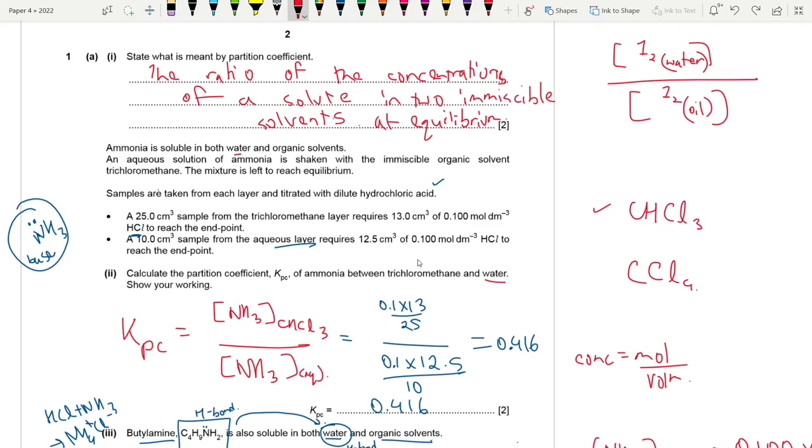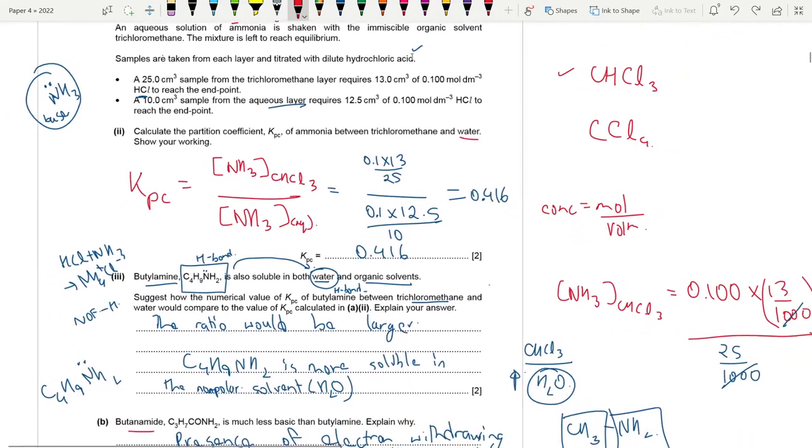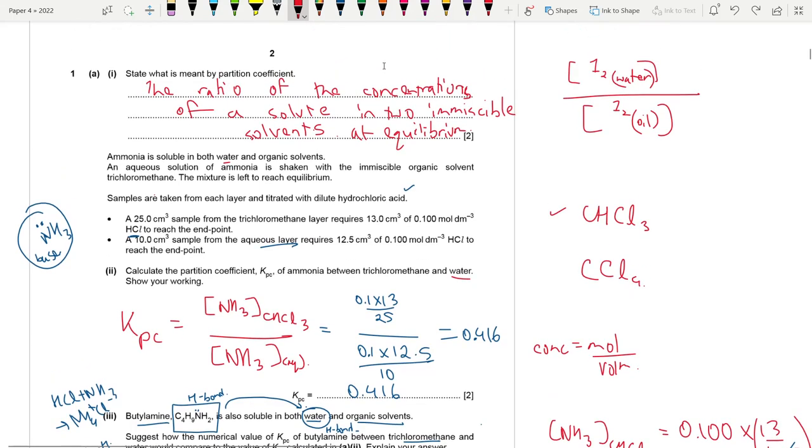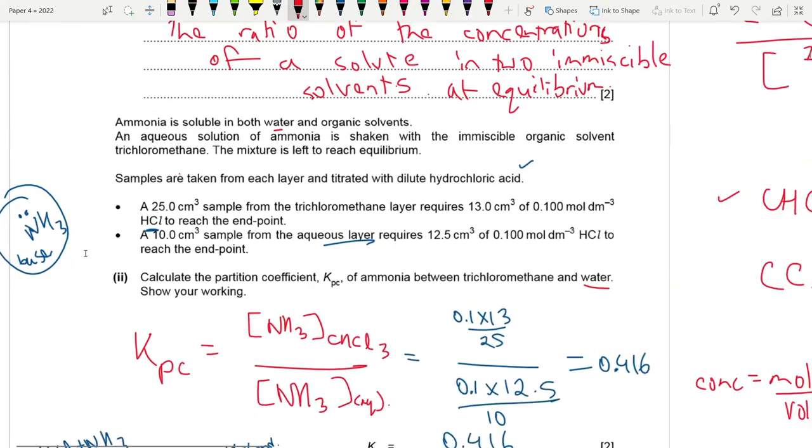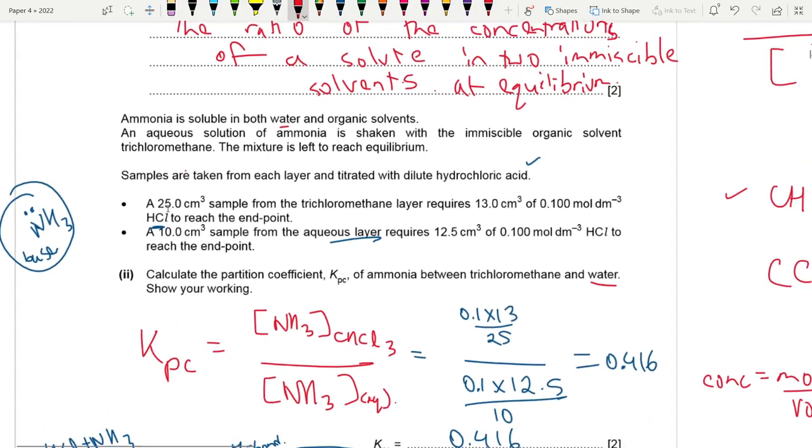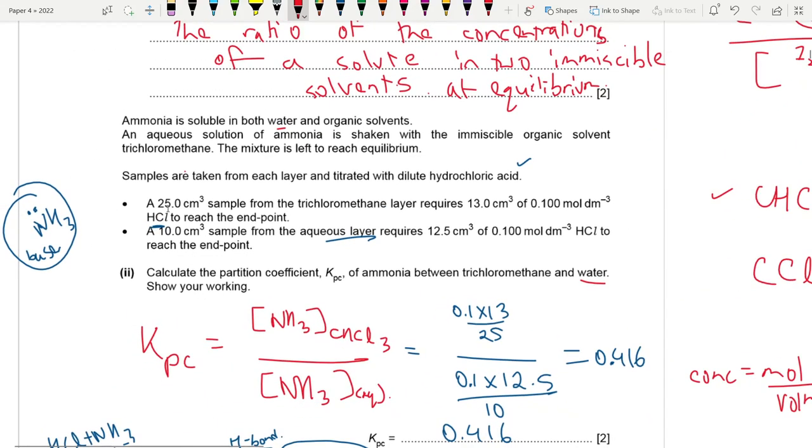So we know that concentration, we need to find out the moles first, right? So ammonia is a monoacidic base and HCl is a monobasic acid. They're going to react in a 1:1 ratio, right? So it's basically HCl plus NaOH. This is the result of the titration. So the moles is going to be 13 divided by 1000 into 0.1.